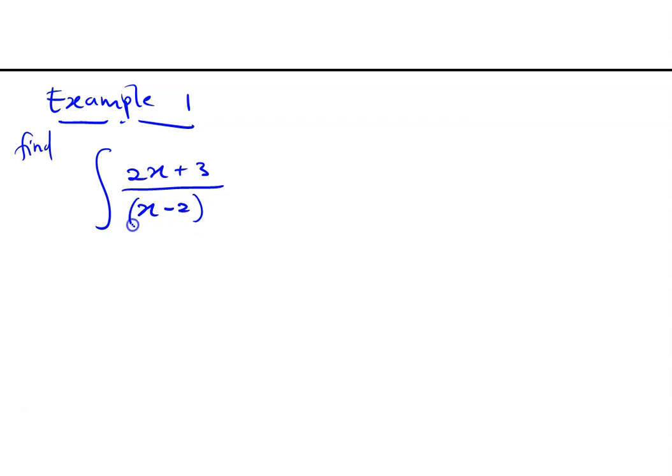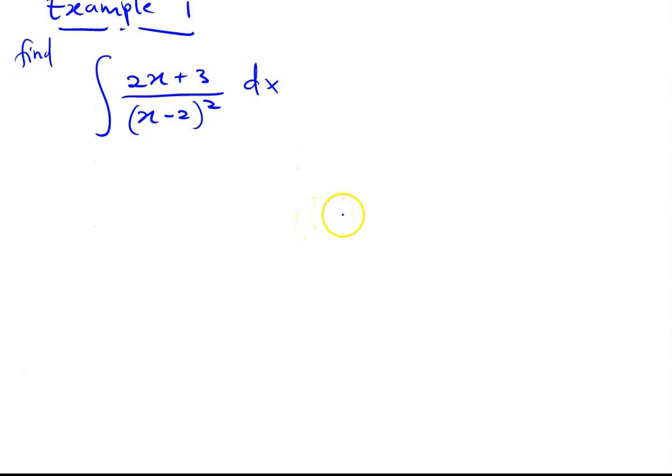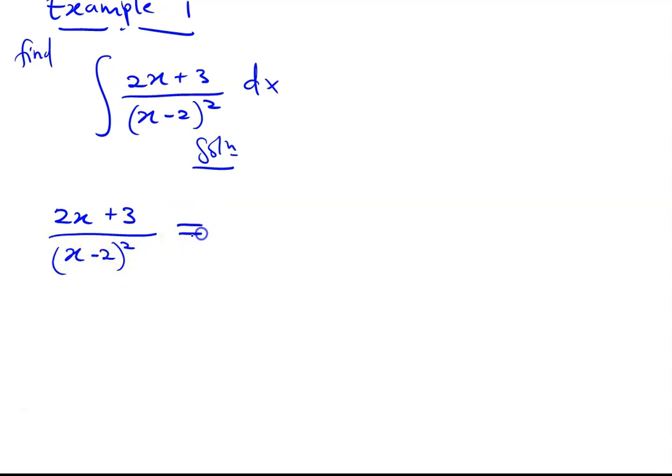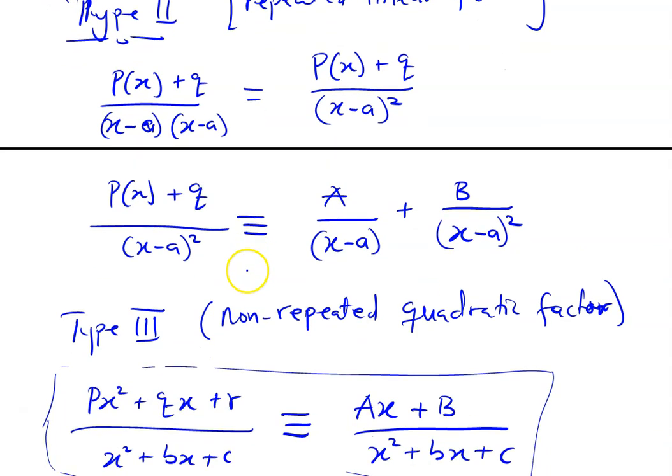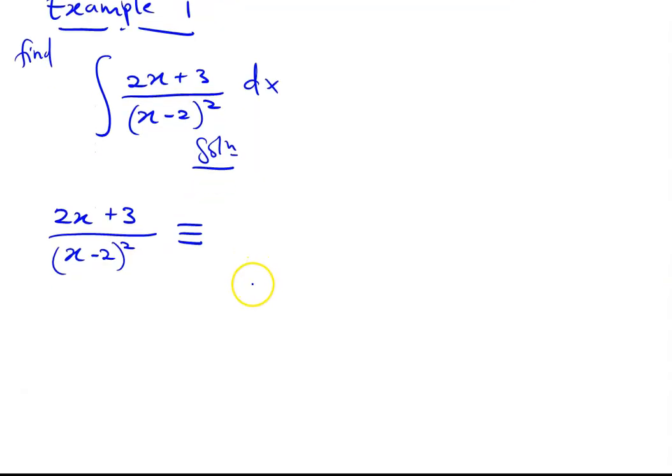So I'm going to solve example 1. With example 1, I'm asked to find the integration of 2x plus 3 all over x minus 2 all squared, with respect to x, that's dx. So with this, I first need to bring out the expression 2x plus 3 all divided by x minus 2 all squared. And this is more like type 2, which is the repeated linear factor. So we have a repeated linear factor at this point.